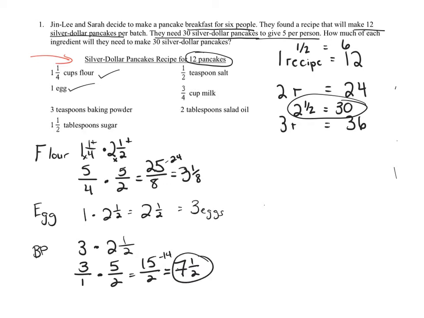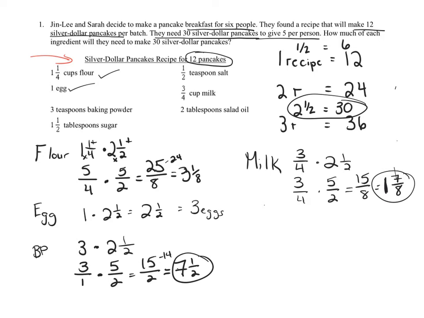Okay, and let's do one more. Let's do the 3/4 cups of milk. And I'll leave you with the rest to do on your own, because this one problem is taking a long time. So for the milk, you would do 3/4 times the 2.5, but you would still need to make it improper, so 3/4 times 5/2, which gives me 15/8, which simplifies. 8 goes into 15 1 time, so you have 1 7/8 of a cup of milk.